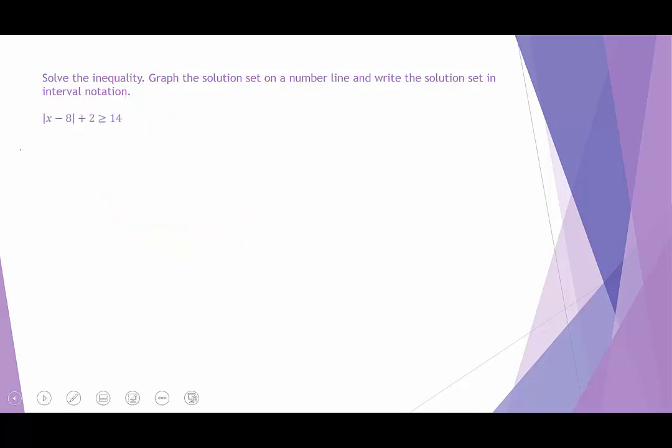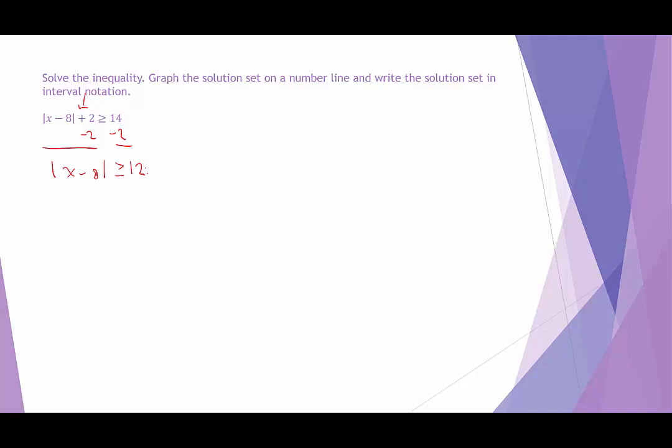For this example, we want to make sure that before we set up our cases, the absolute value is isolated. And right now it's not because we have this plus 2 on the same side. So the first thing I want to do is take away 2 from both sides. Then I get the absolute value of x minus 8 is greater than or equal to 12.